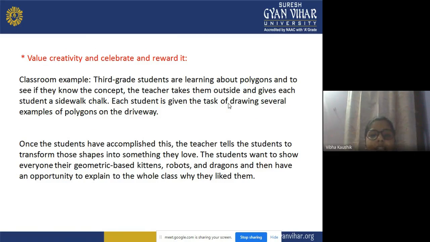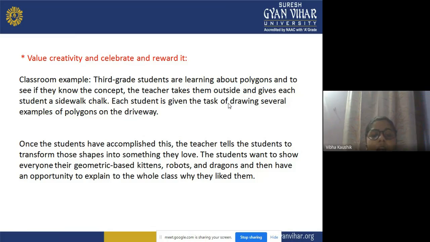Value creativity, celebrate it, and reward it. Means the teacher should give importance to creativity, and should reward the student for their creativity. The teacher should encourage creative ideas and creative thinking among the students.